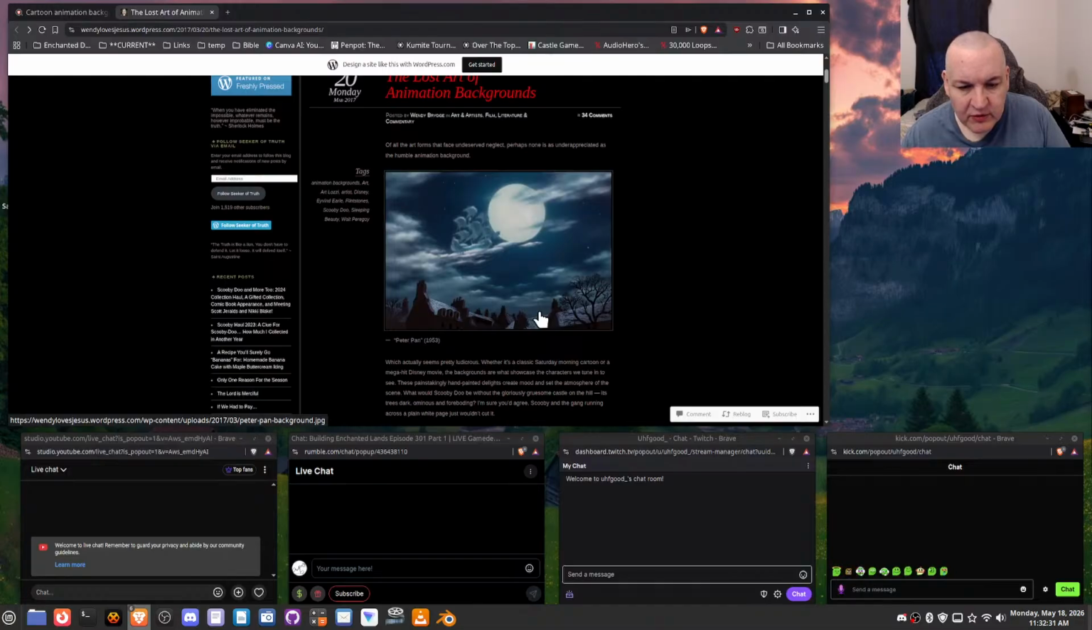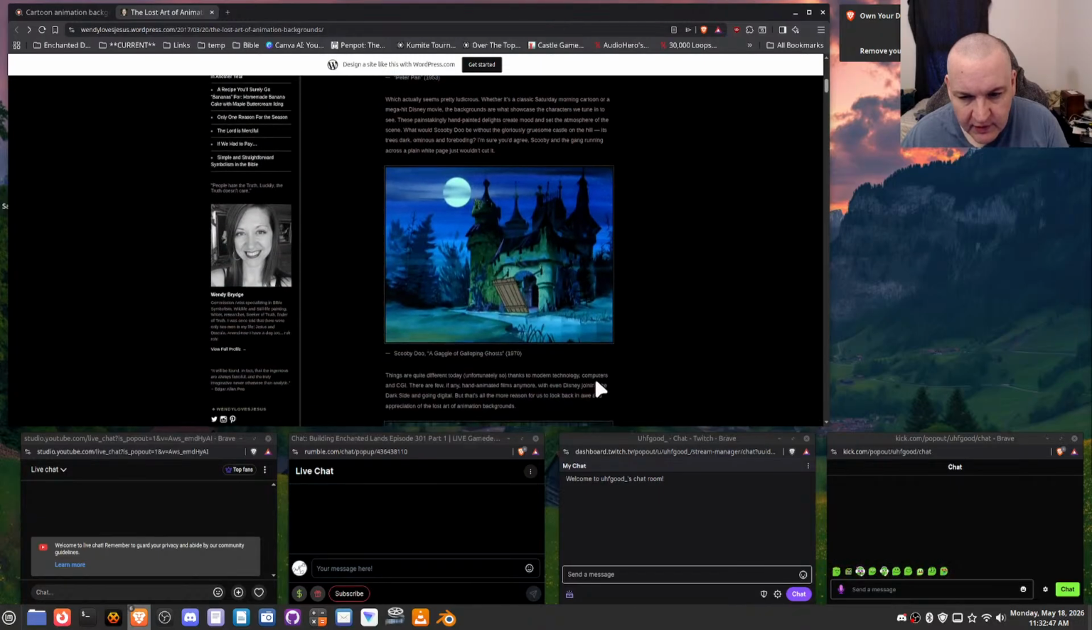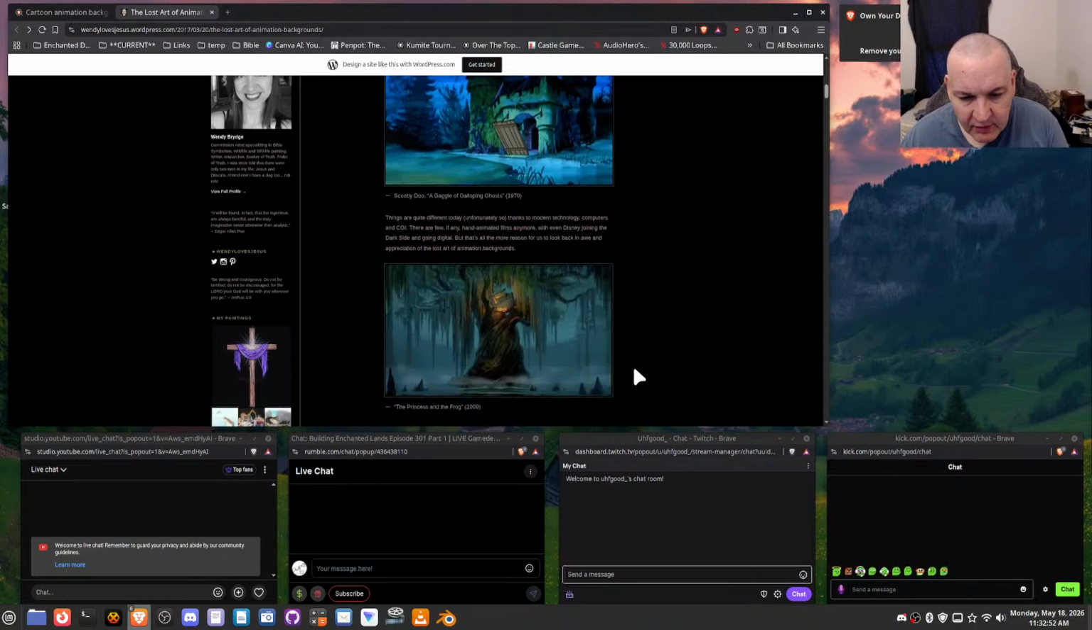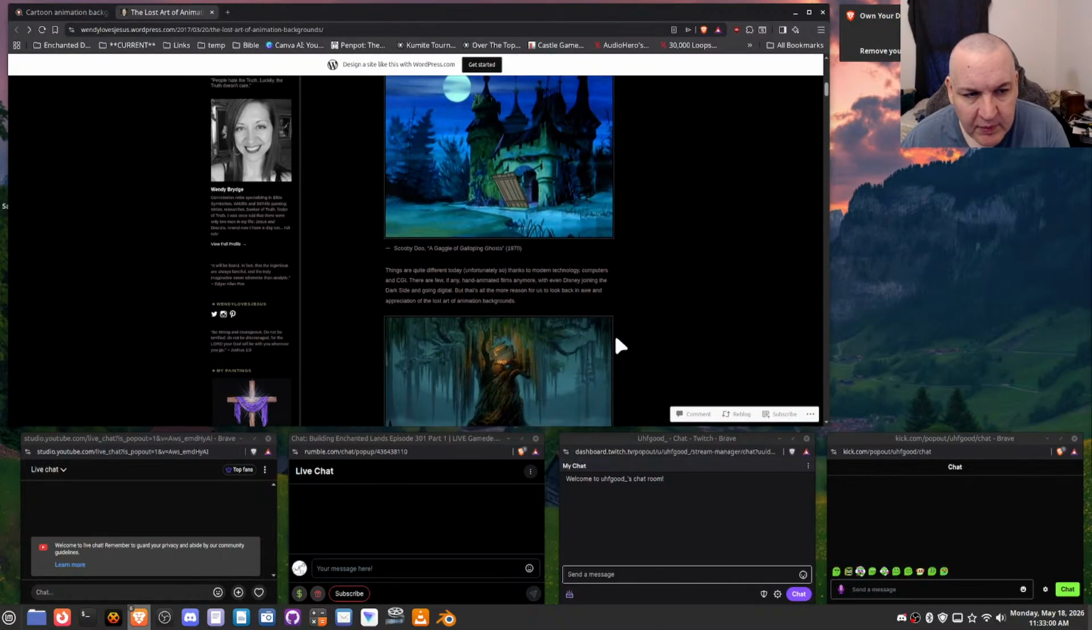Classic Saturday morning cartoon or a mega hit Disney movie. The backgrounds are what showcase the characters we tune in to see. Painstakingly hand-painted delights create mood. It's the atmosphere of the scene. What would Scooby-Doo be without a glorious, gruesome castle on the hill? Its trees dark.